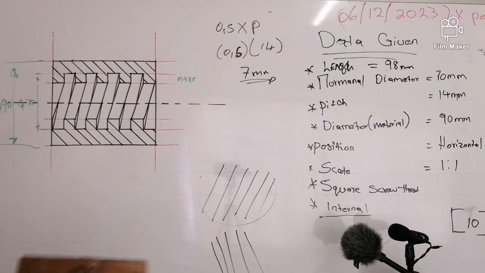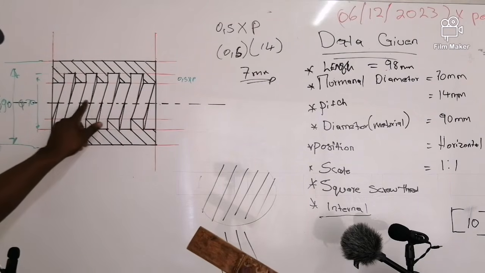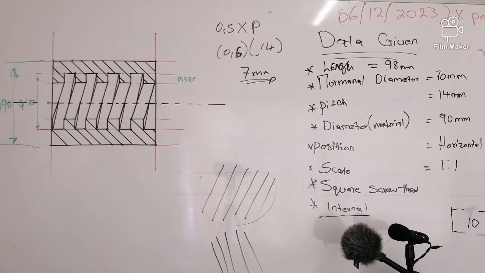It's an external square screw thread. Remember that this is your center line, isn't it? This is an external square screw thread. If there is something I've left, let me know down there in the comments.